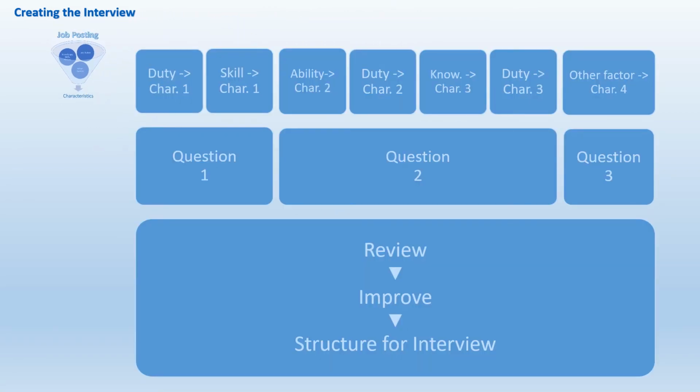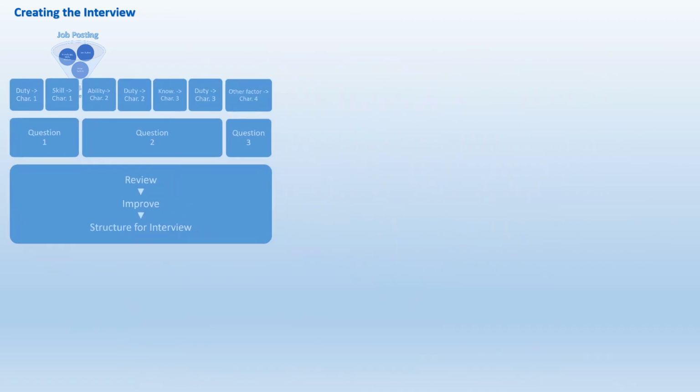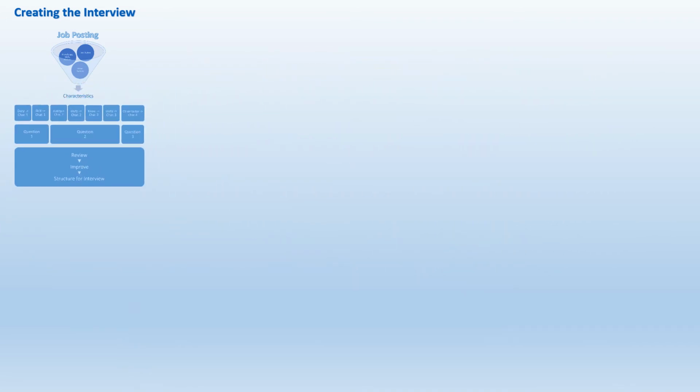These characteristics come from duties, skills, abilities, knowledge, and other factors, and can often be grouped into individual questions. Questions should each cover a job characteristic, and each job characteristic may be represented in one or multiple questions. These questions can then be reviewed for clarity and accuracy, improved through feedback and restatement, and then structured for an interview in a process flow. Supervisors needing assistance with this process should review the Supervisor Resources page on JobX for the Interview Development Guide.